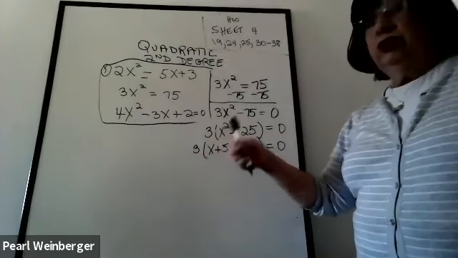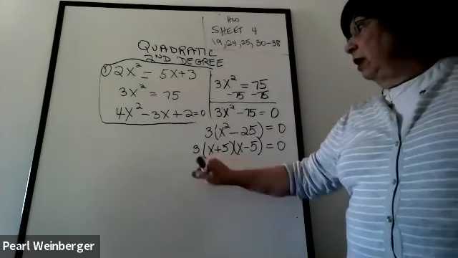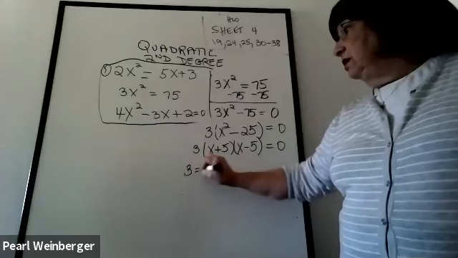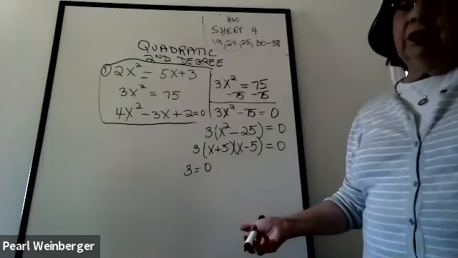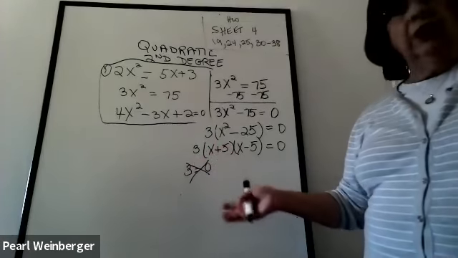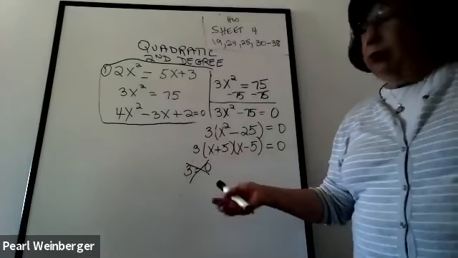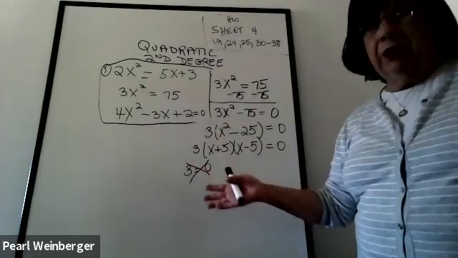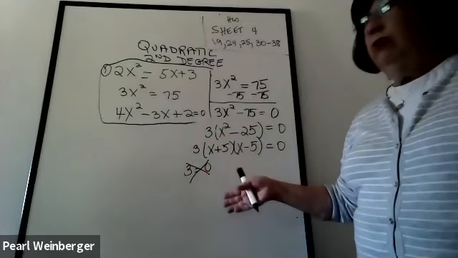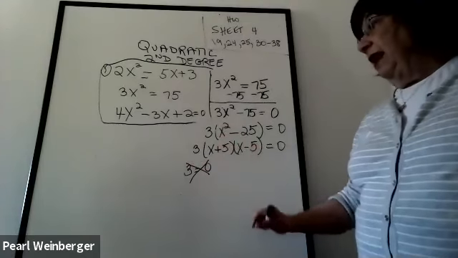Now, I really should set each one of these 3 factors equal to 0. But if I set 3 equal to 0, that's obviously a big mistake. 3 is not equal to 0. 3 can only equal 3. If there is no x, if there's no variable, if it would have been 3x, yes, it could be equal to 0. But 3 alone is only equal to 3 and never equals 0. So we just forget about that.